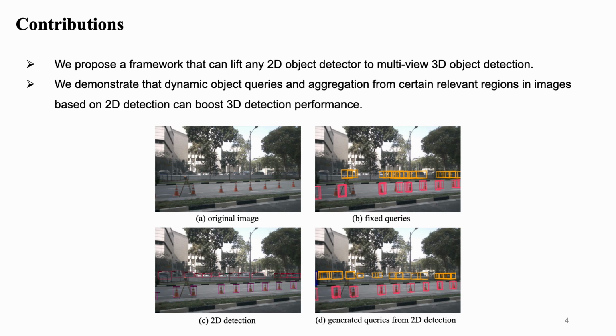Our contributions can be summarized as: we propose a framework that can lift any 2D object detector to multi-view 3D object detection. We demonstrate that dynamic object queries and aggregation from certain relevant regions in images based on 2D detection can boost 3D detection performance.